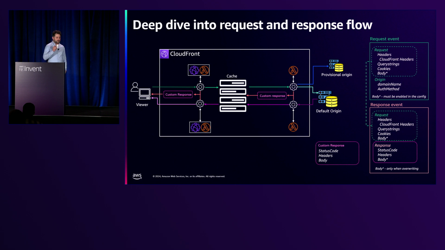Now, if you return that response on any of the origin-facing triggers, that response will also be eligible for caching. And this is also a very helpful quality because it allows you to generate that response only once from the function, store it in cache, and make it reusable for any subsequent request.